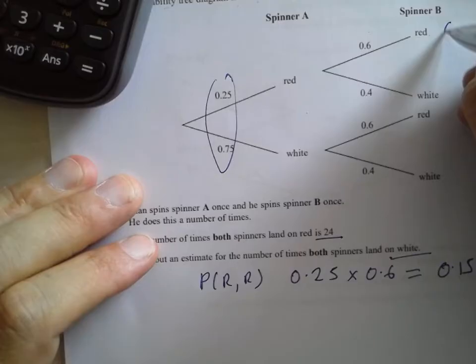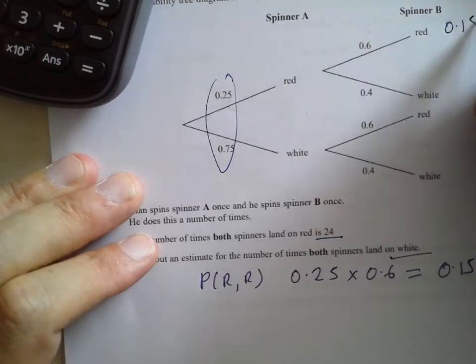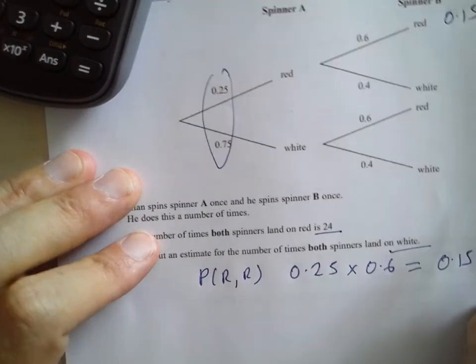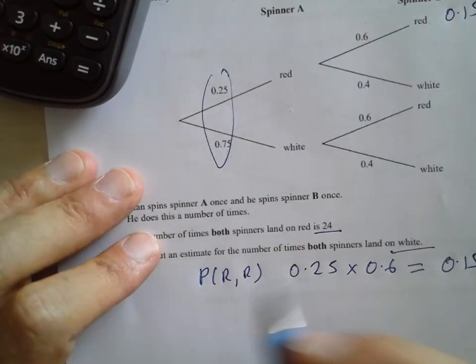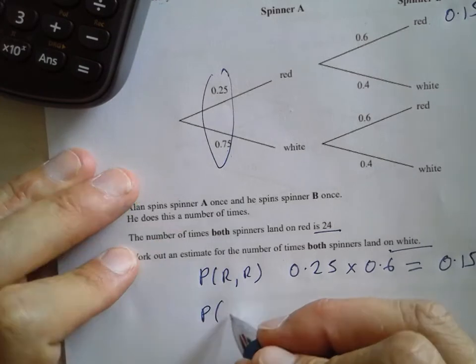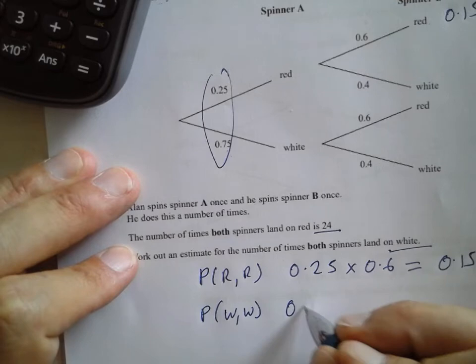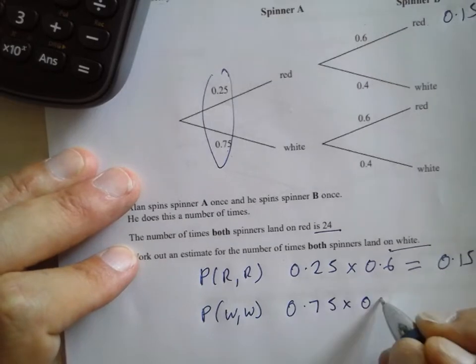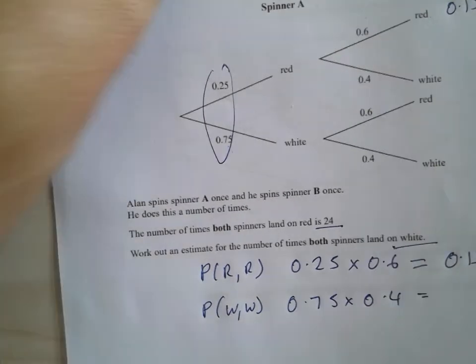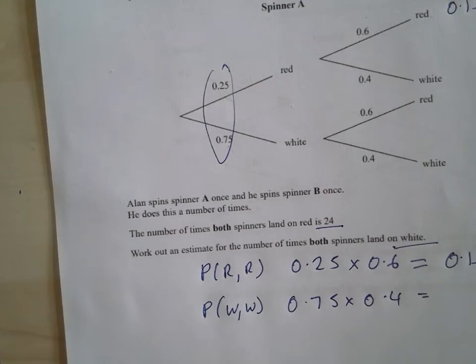I'm also interested in the probability of it being white. So the probability of it being white then white, that must be 0.75 times by 0.4. That gives me 0.30.